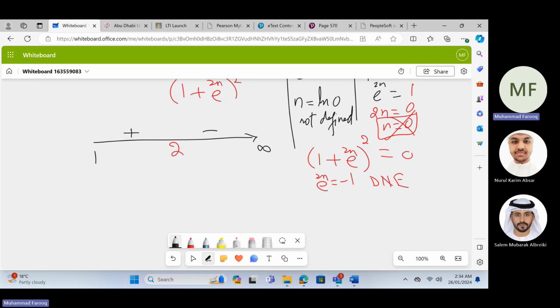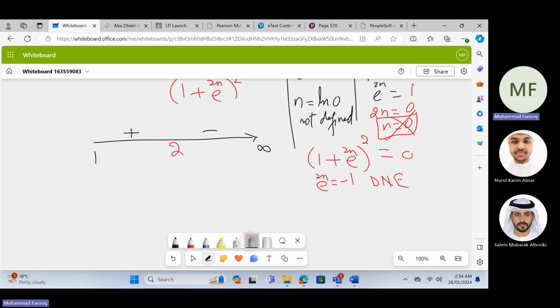Now check the negative behavior: how long is the decreasing? Look here. The increasing behavior is limited from 1 to 2. The dominant behavior is what? So this is decreasing.